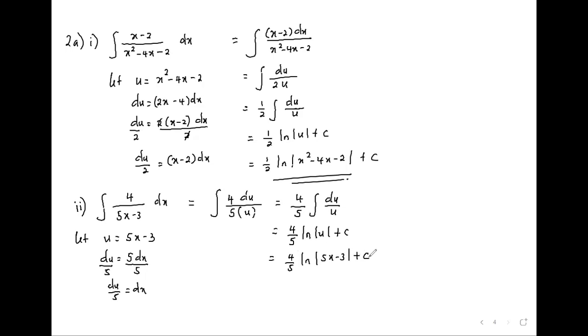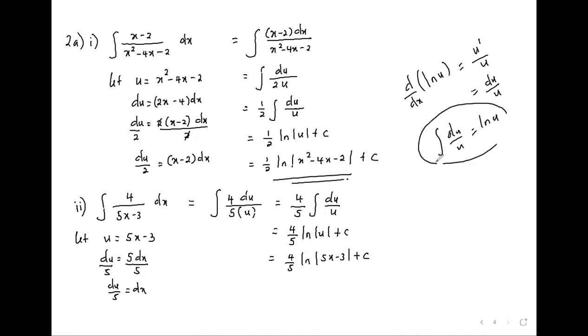So remember, we are saying ln because if we differentiate ln of u, what we get is the derivative of u over u. The derivative of u is du, so we get du over u. That's why when integrating du over u, we go back to ln u.